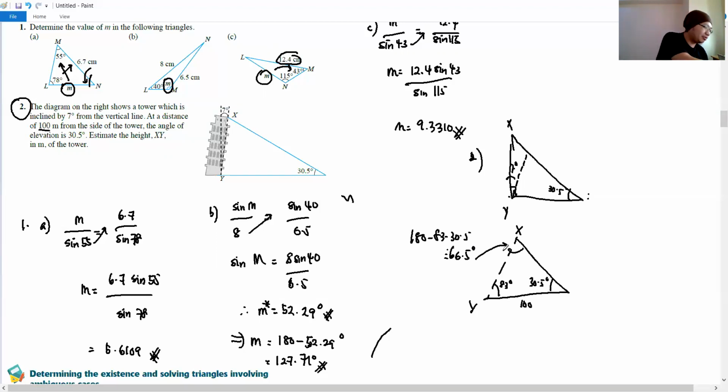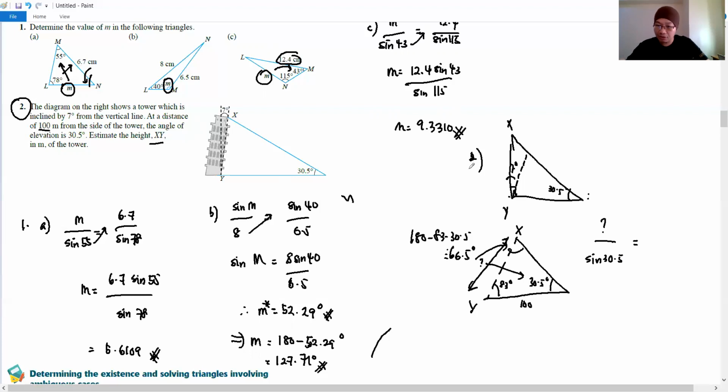Okay, so guys, what do we want to find here? All the angles we already obtained inside this triangle, and also the length of 100 is given. We want to find the height of XY, that means the length from X until Y here. Let's say I label it as a question mark here. To find the question mark, it is paired with 30.5, so it will be length over sine 30.5.